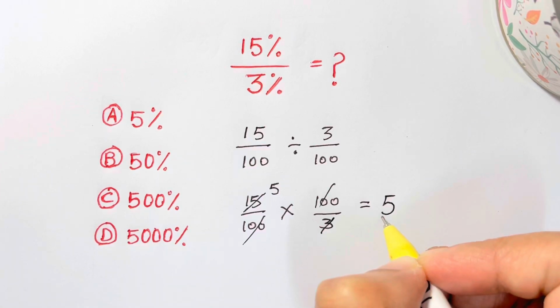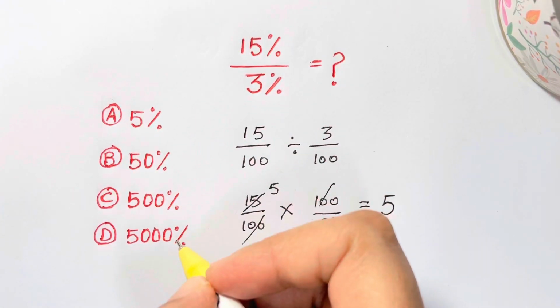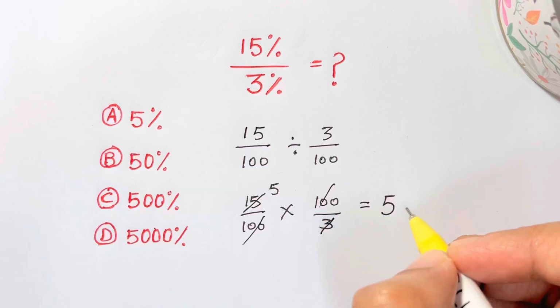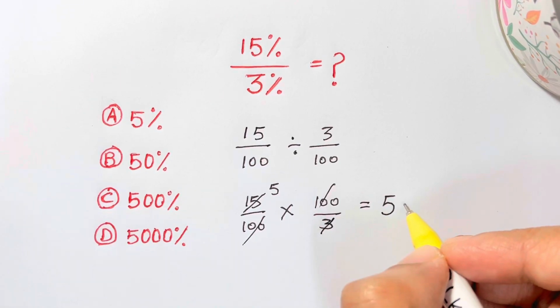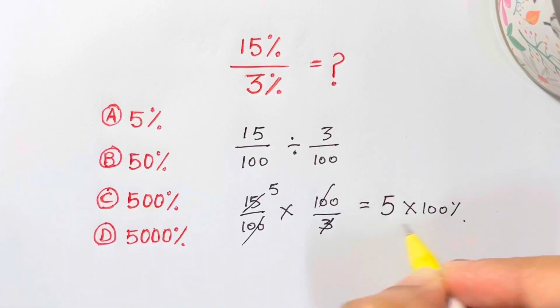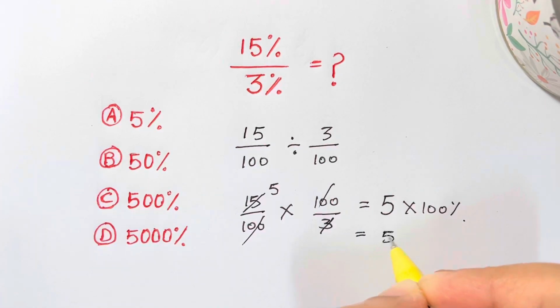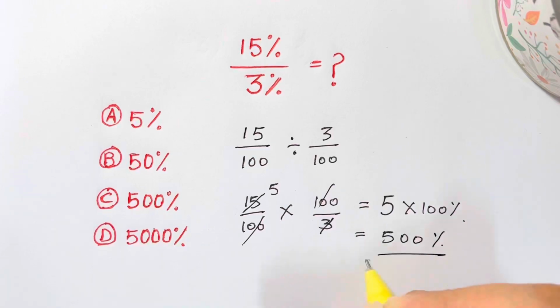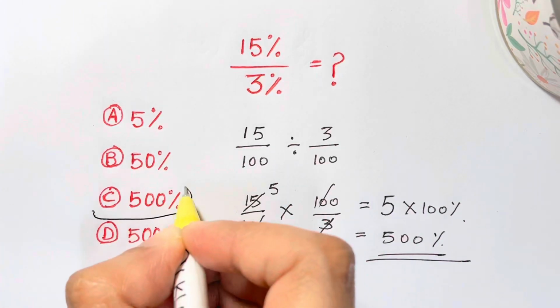It's not a percentage, and your answer choice is in percent. So you need to convert this whole number into a percent. So just times 100%, multiply by 100, you get percentage. 500% is your answer, and that's your answer choice C.